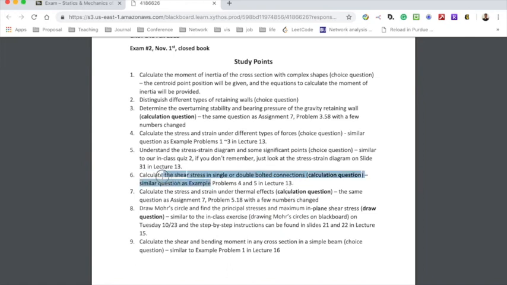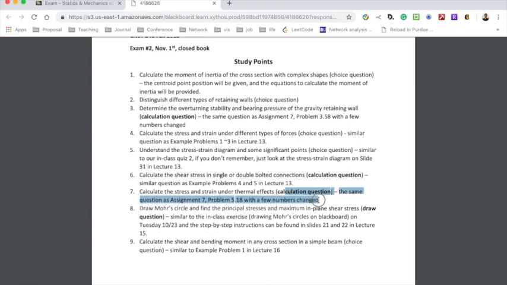It's quite easy for this equation calculation, so make sure you understand how to use the equation. And the third calculation question is to calculate the stress and the strain under thermal effect. This is the same equation as assignment 7, problem 5.18. I will change some numbers, but the problem statement is exactly the same.